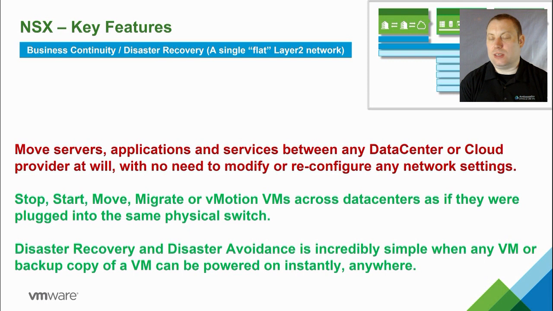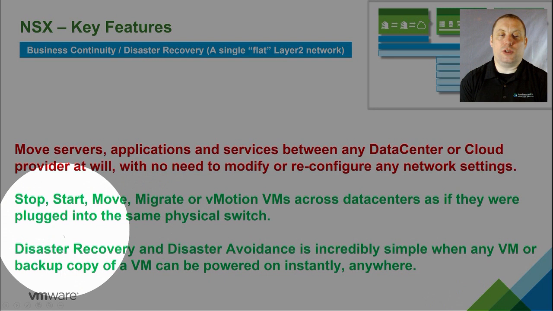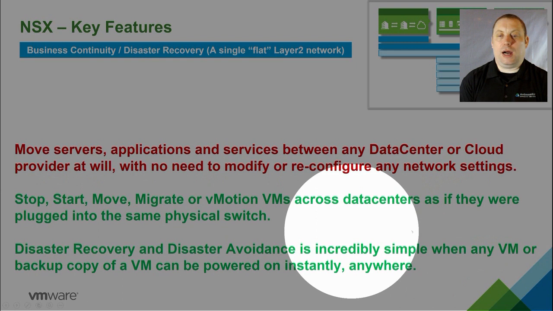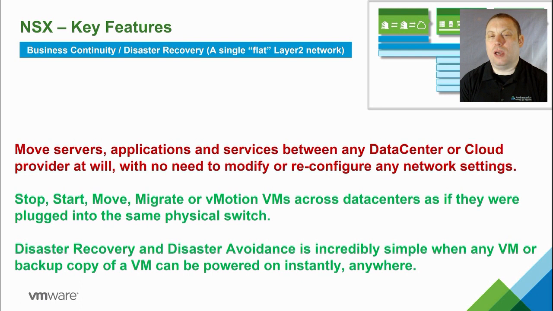The other part of it is disaster recovery or disaster avoidance is incredibly simple when either the original copy or a backup copy of a VM can be turned on or powered up instantly anywhere with no reconfiguration whatsoever. So just to give you some context on that, if I have a virtual machine here in one data center and another one here, if this one fails, I can just turn on this one here and it will work straight away without any reconfiguration of any settings or network, which could have taken days or weeks in previous times or with physical hardware.